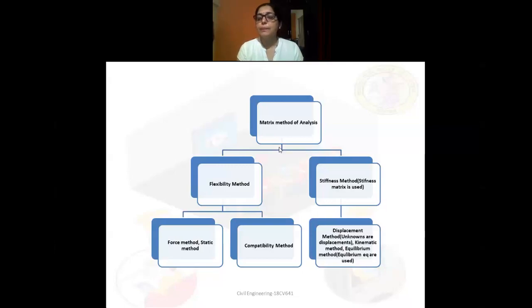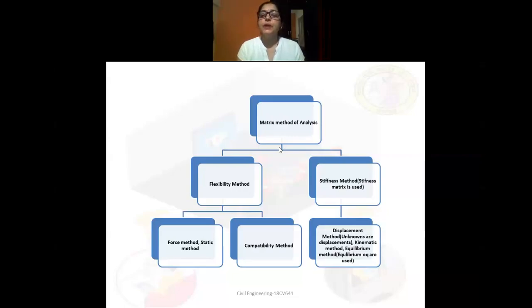It is also called the compatibility method because we make compatibility conditions to make the structure statically determinate by removing the redundant forces so that the displacement should be continuous. Hence, this method is also called the compatibility method.